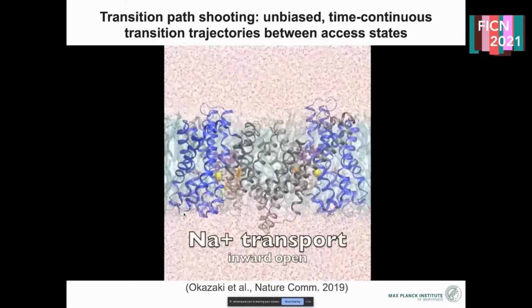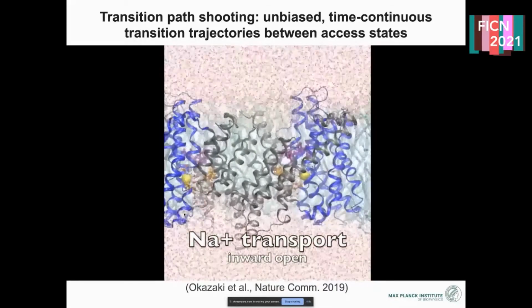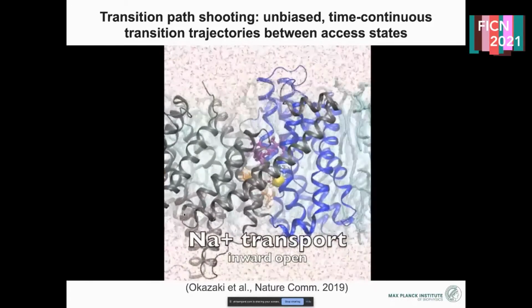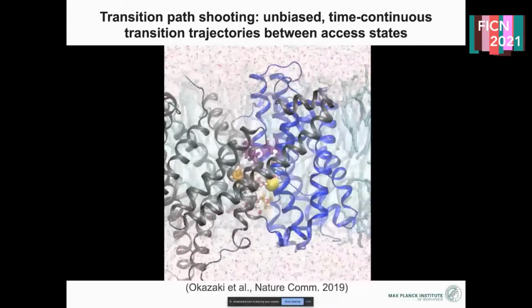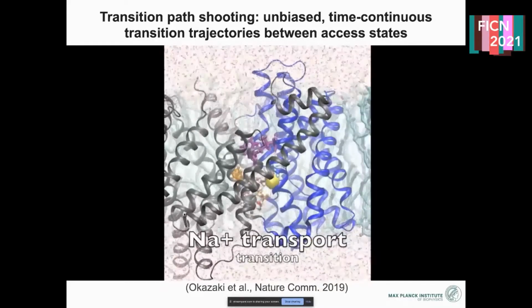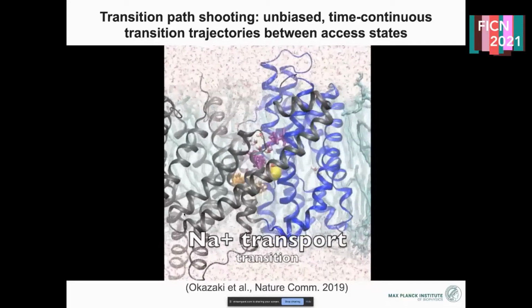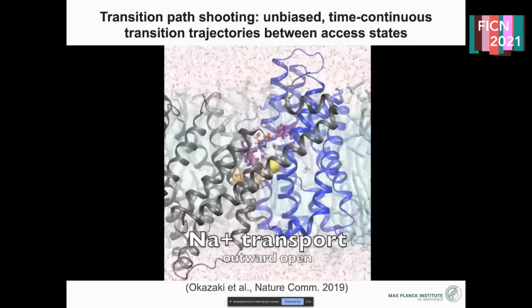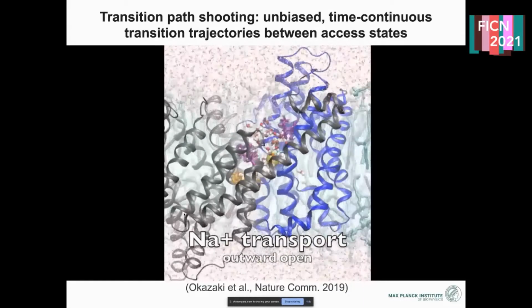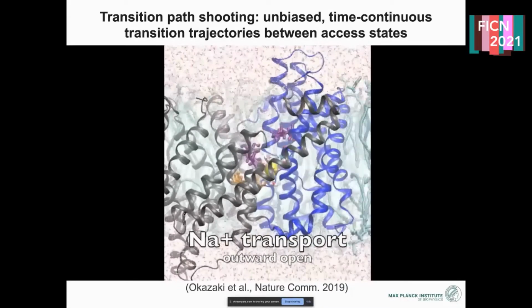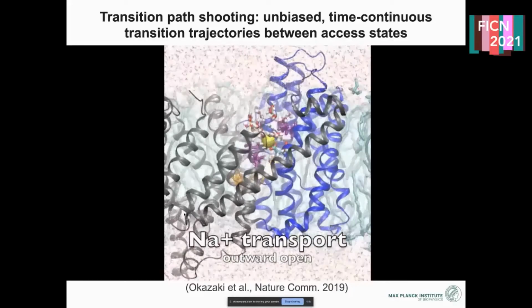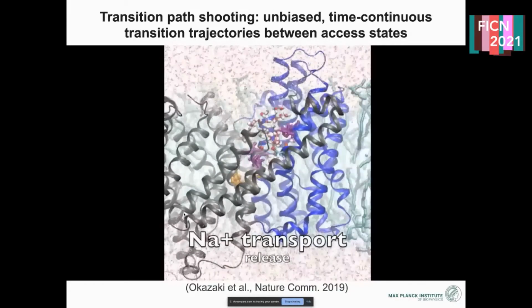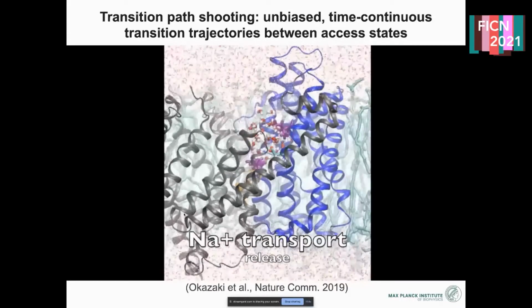So here now you see a movie that puts all the simulations together. And just to emphasize once more, these are unbiased molecular dynamics simulations. So there's no force pulling the transporter domain. It's just, as I said, a judicious choice of initial condition where this happens spontaneously, where the transporter domain moves up, tilts a bit, and exposes, in this case, in yellow, the sodium ion to the outside, and we can actually also see a spontaneous release of the ion.